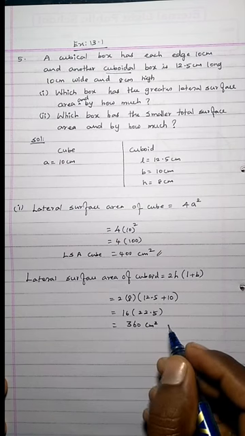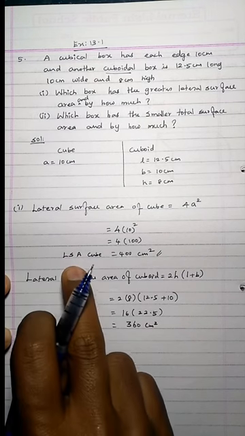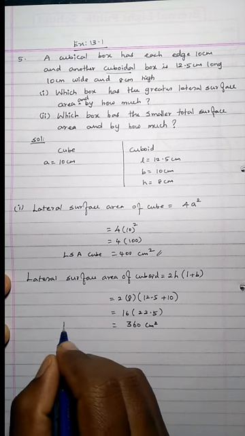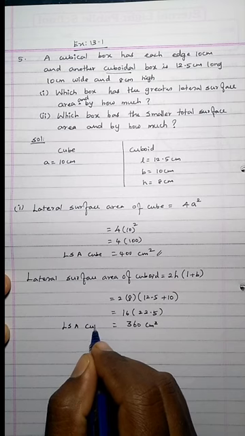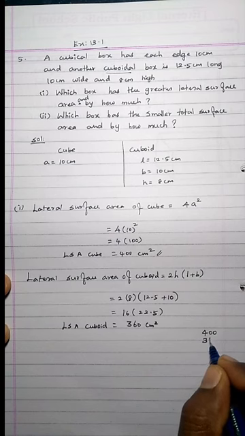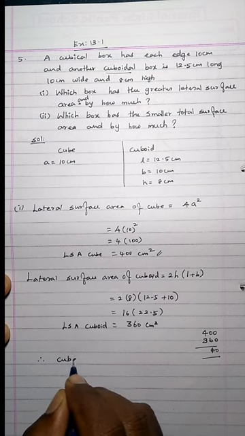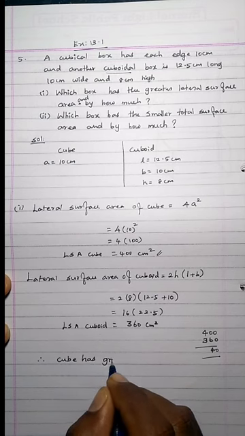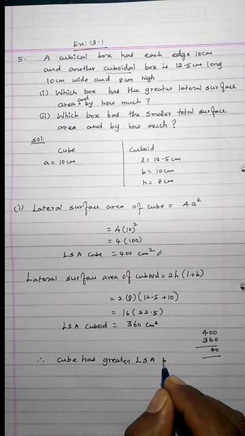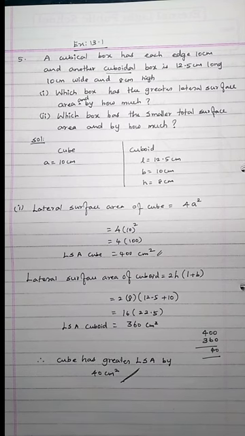You will get 360 centimeter square. Now compare: which has the greater lateral surface area? The cube only, because this is 400. So by how much means you just subtract. This is the lateral surface area of cuboid. 400 minus 360, you will get 40. Therefore the cube has greater lateral surface area by 40 centimeter square. So hope that you understand.